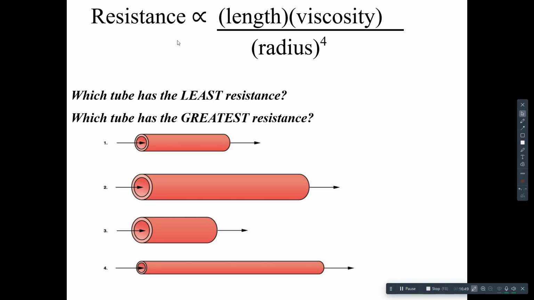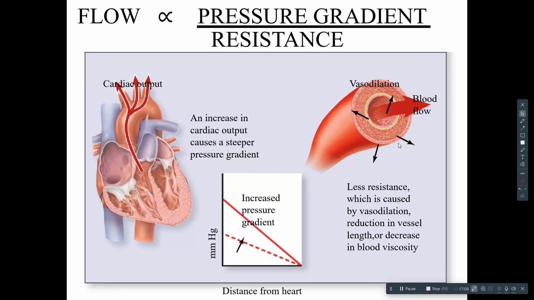All right, if we sum it all up, resistance is directly proportional to length and viscosity, and inversely proportional to radius to the fourth power. So here's your question. Which of these tubes has the least resistance? Figure that out for me. Let me know what you get.